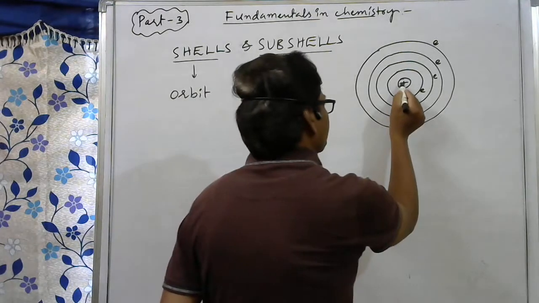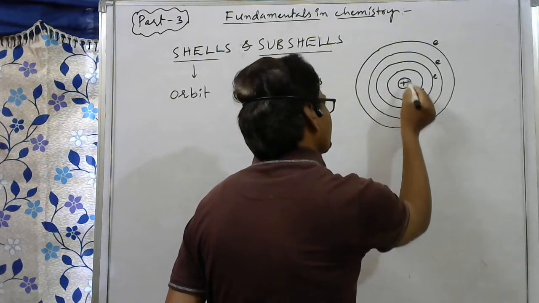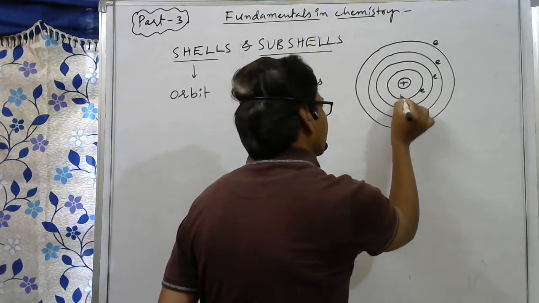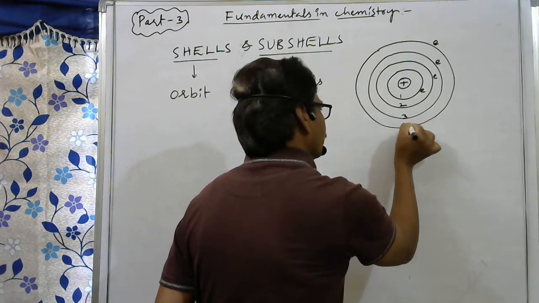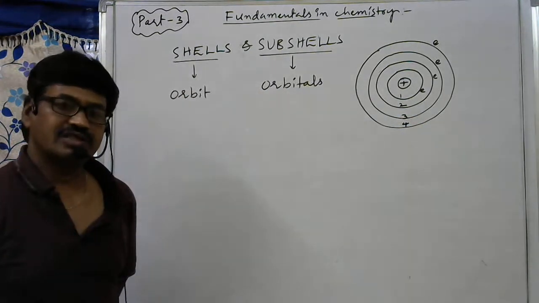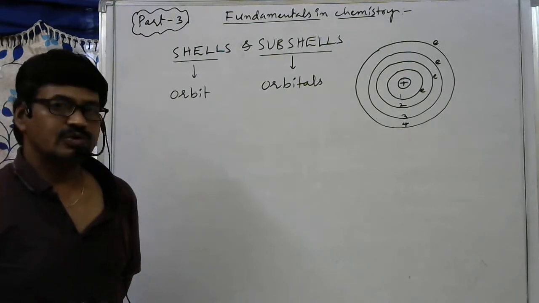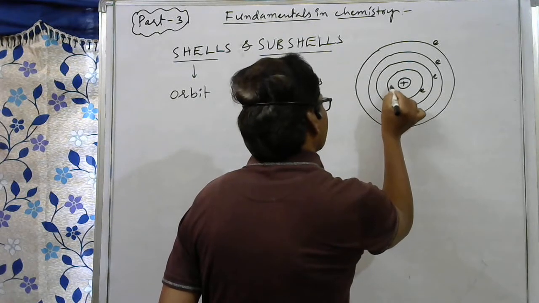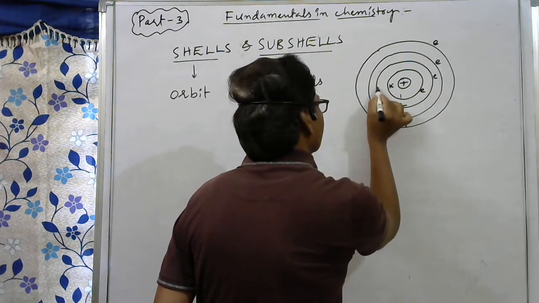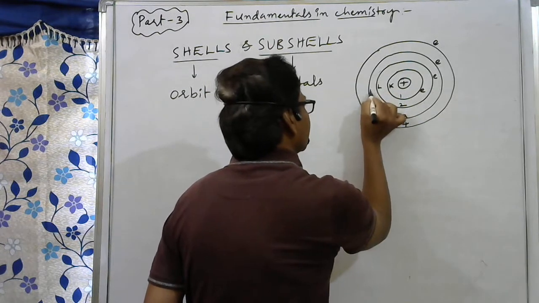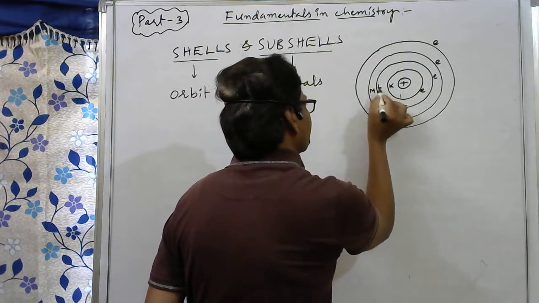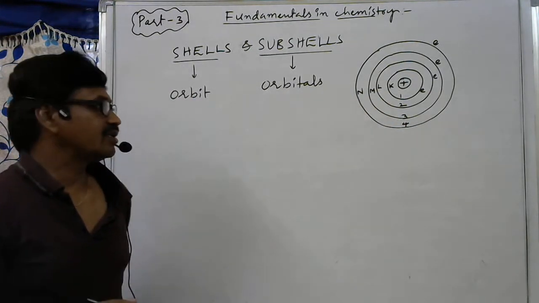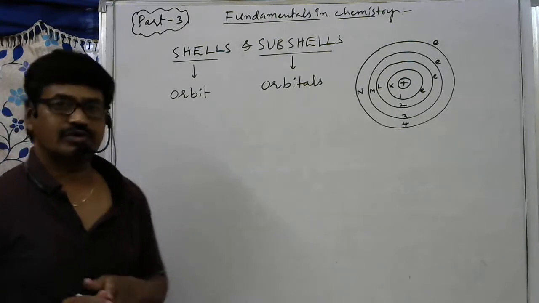See here, this is a nucleus. This first circle is one shell. This is the second shell. Here I am writing 1, 2, 3, 4. Shells are represented with normal digits like 1, 2, 3, 4. Otherwise, these shells are represented with K. The first shell is the K shell, the second shell is the L shell, the third shell is the M shell, and the fourth shell is the N shell. Like this we can represent them with K, L, M, N or 1, 2, 3, 4. This you have to remember.